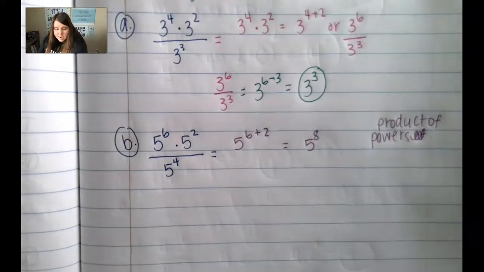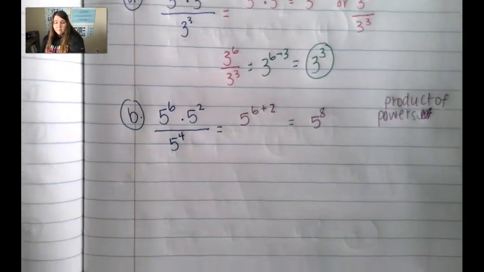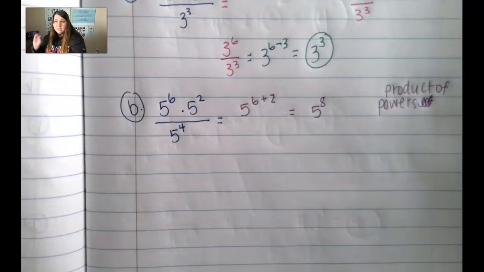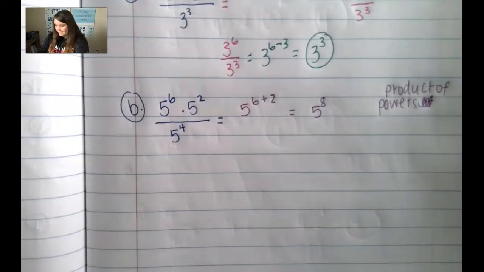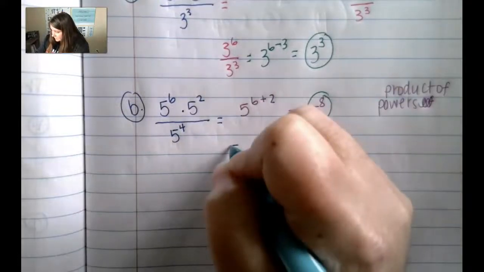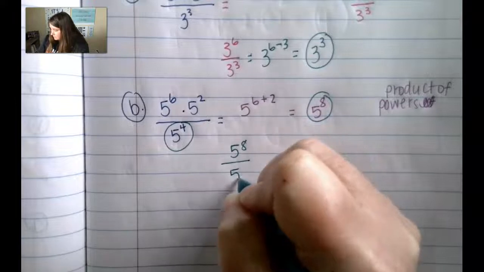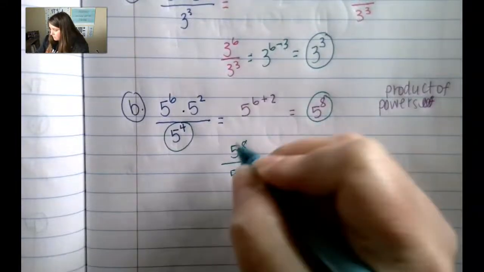And then now we're ready to simplify, and we're going to simplify using the quotient of powers property. My goodness, Miss Englander, you cannot talk today. So we're going to take this 5 to the 8th, and we're going to put it over this 5 to the 4th.